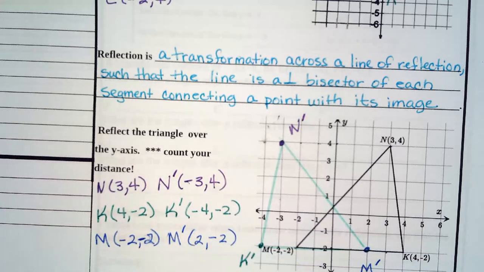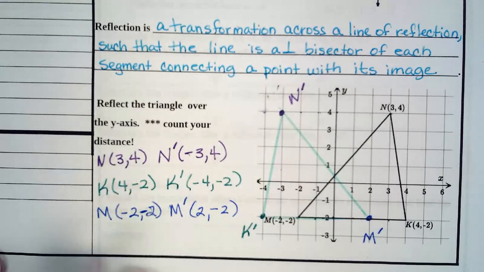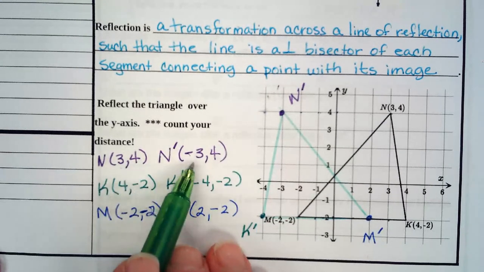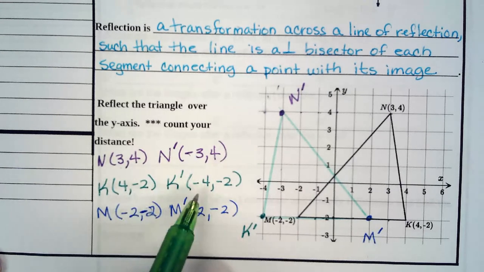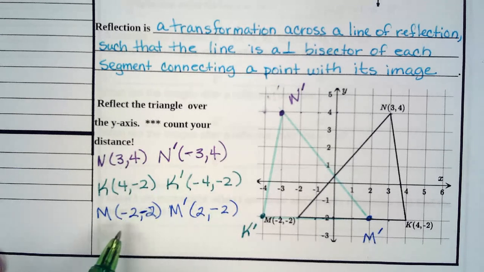So if you notice, it looks exactly the same. It just looks like it's flipped over. Look at the points. 3, 4 and -3, 4. 4, -2 and -4, -2. -2, 2 and 2, 2. Do you see a pattern? When you reflect over the y-axis, your x value changes to its opposite.